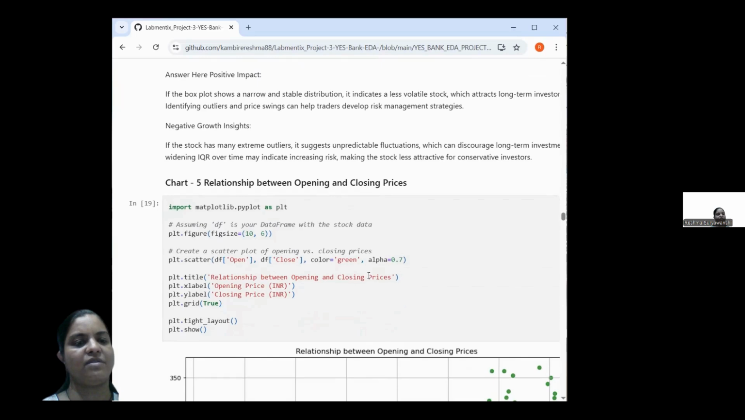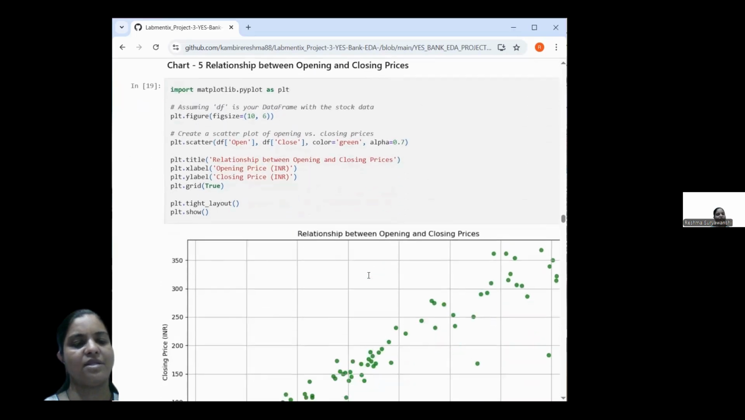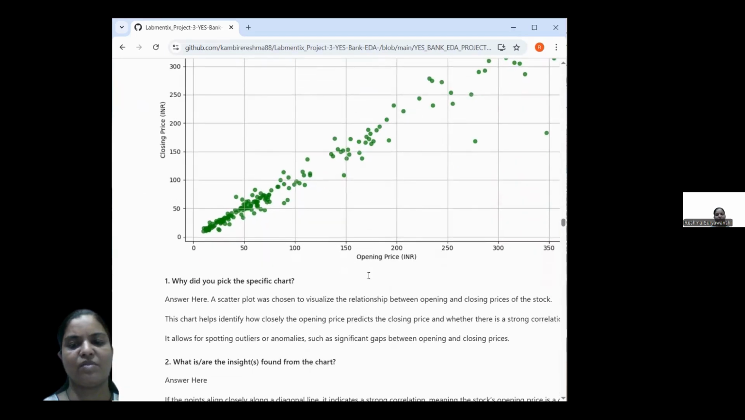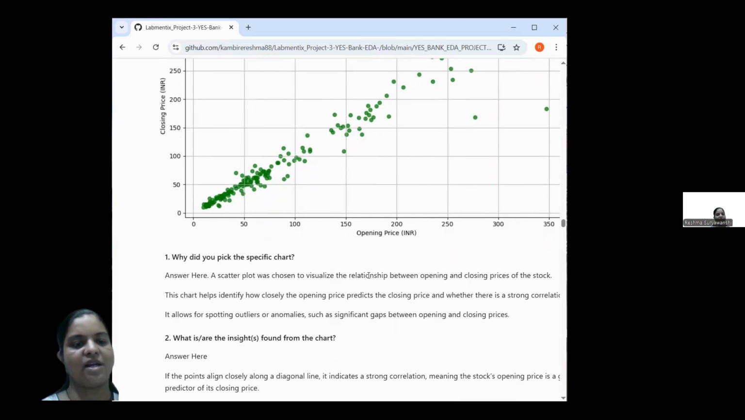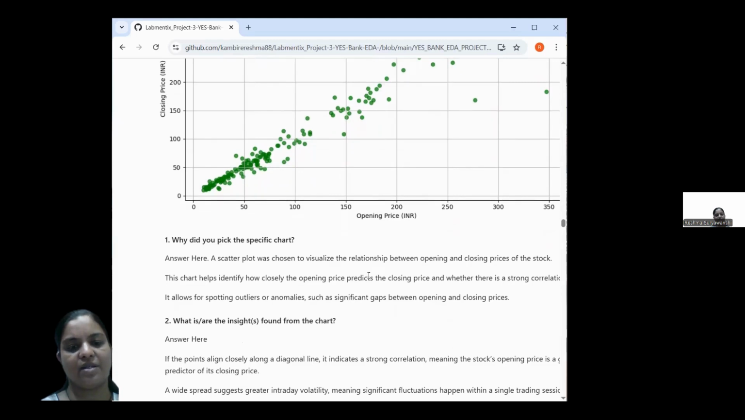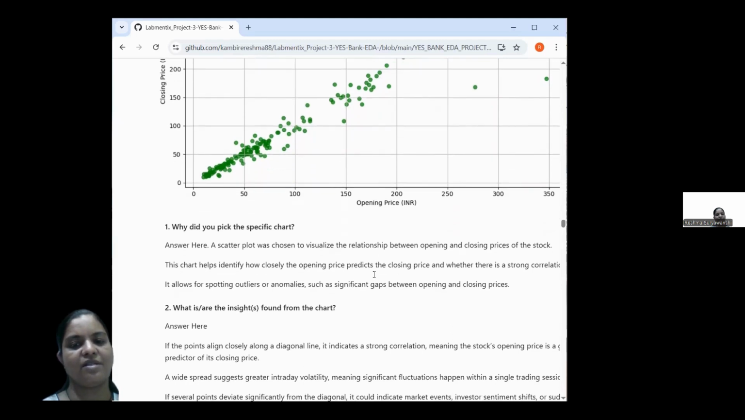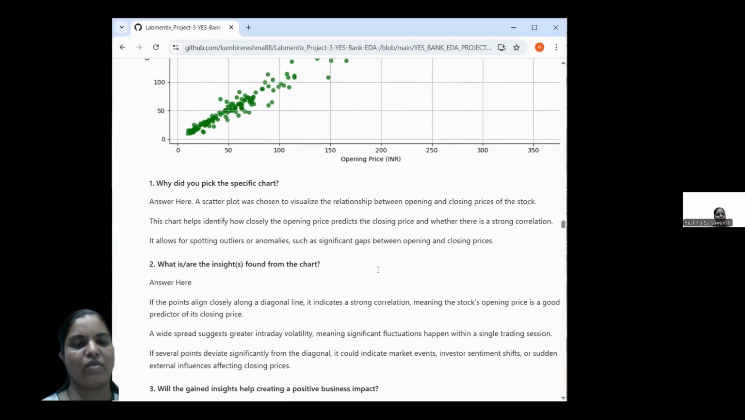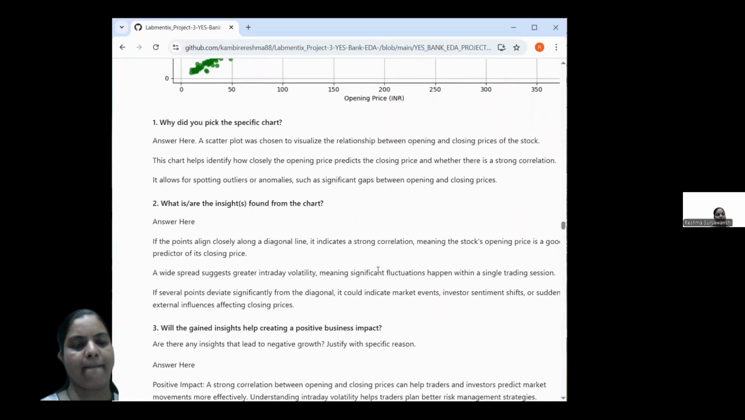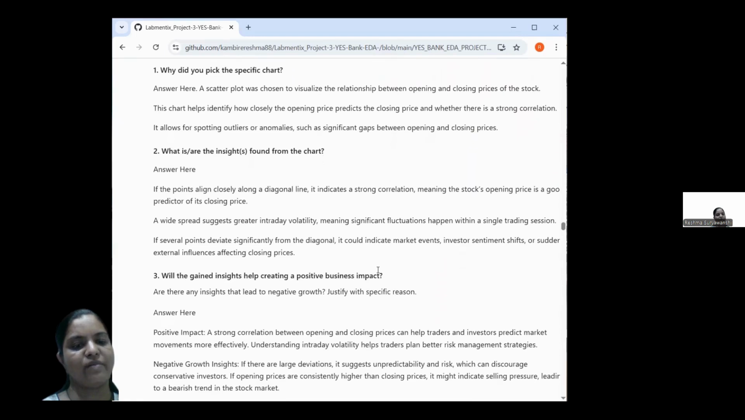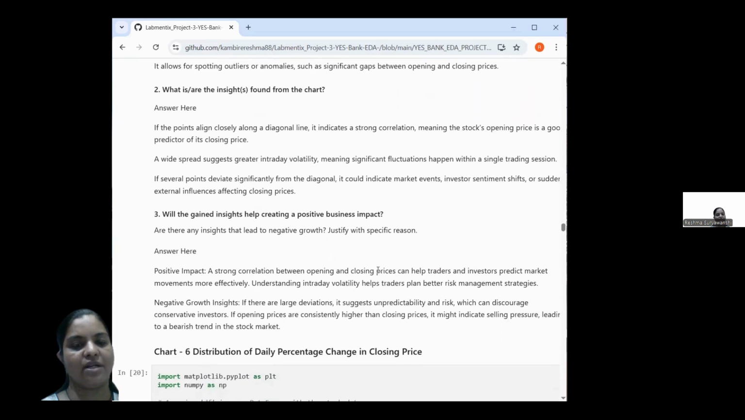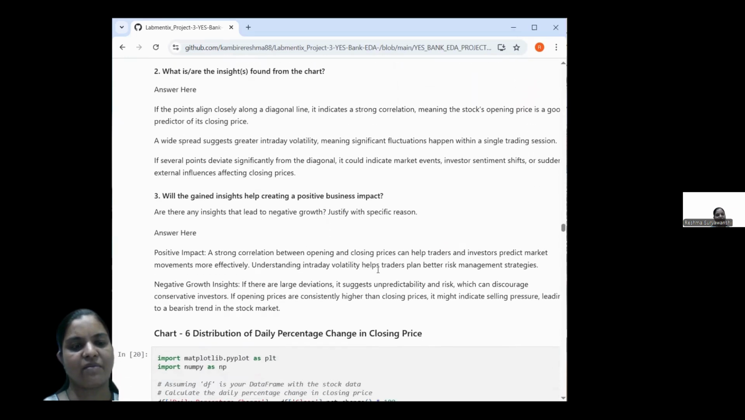So here next chart we use a relationship between opening and closing price, where again we use a scatter plot to visualize the relationship between opening and closing price of the stock. So this chart helps identify how closely the opening price predicts the closing price and whether there is a strong correlation. It allows for spotting outliers or anomalies. Here, a strong correlation between opening and closing price can help traders and investors predict market movements more effectively. Understanding intraday volatility, help traders plan better risk management.